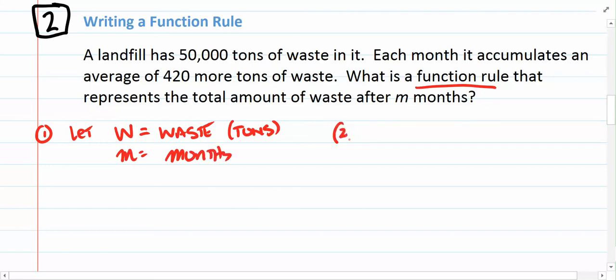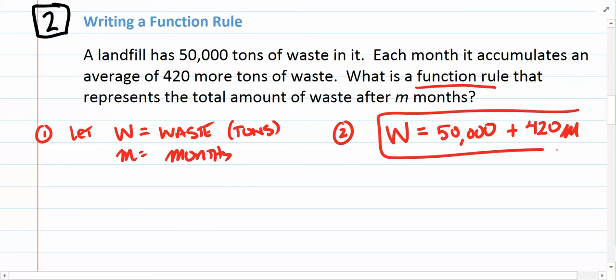Okay, and then number 2, we want to relate these variables together. Well, the thing I'm looking for is waste. So I'm going to say that the waste is equal to, well, it already has 50,000 tons in it. And every single month, it adds another 420 tons per every single 1 month. So this would be a function rule that relates the amount of waste to m months.